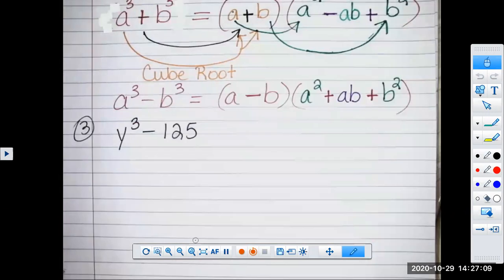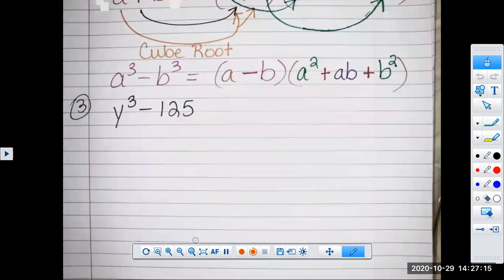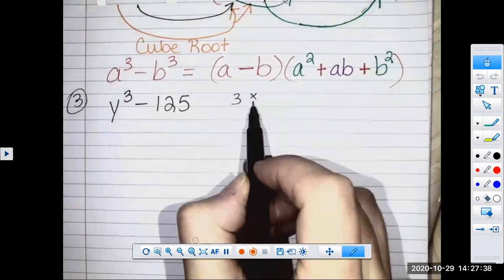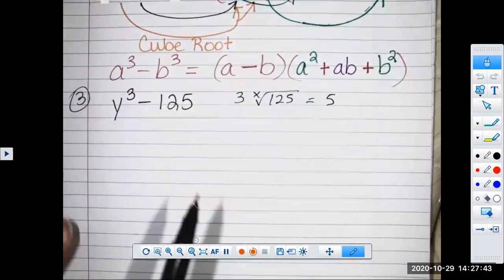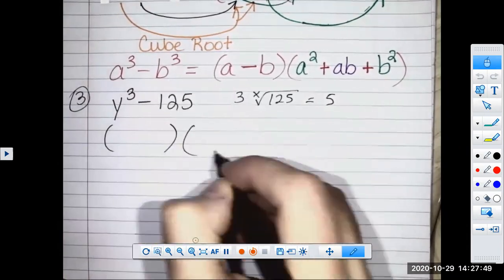All right, let's look at this one. Y cubed minus 125. You may think that's the difference of squares on first glance, but tell me what two things make it not difference of squares. And what else? Can you take the square root of 125? No. But if you type in your calculator cube root of 125, equals, you'll get 5. So you have an exponent divisible by 3, perfect cube. So this is difference of cubes.